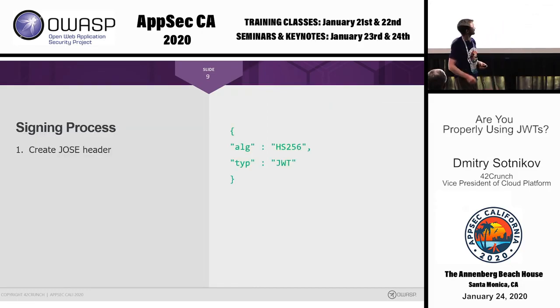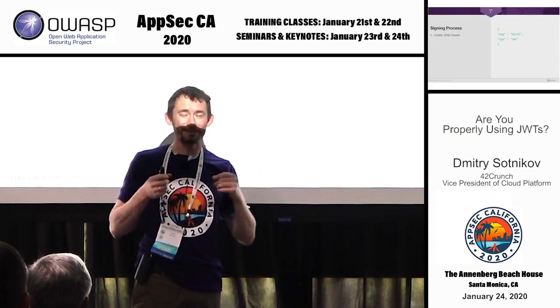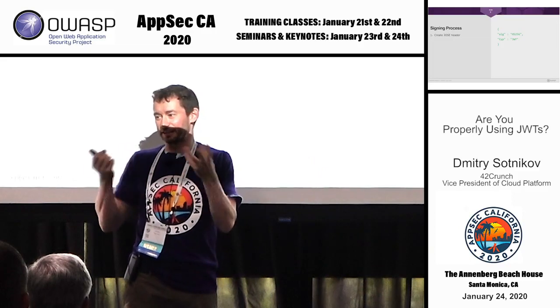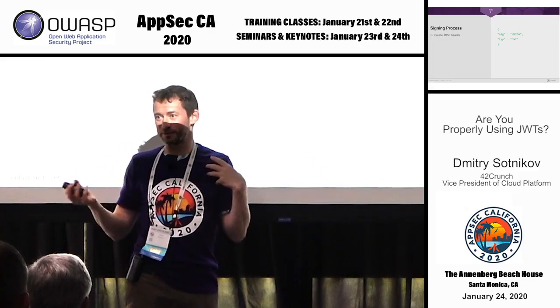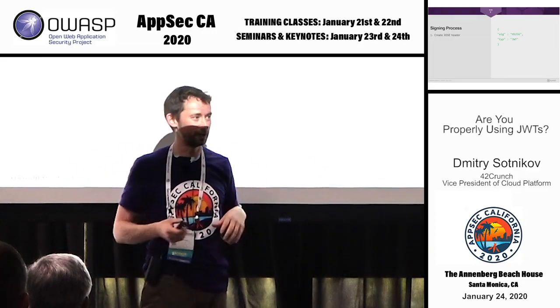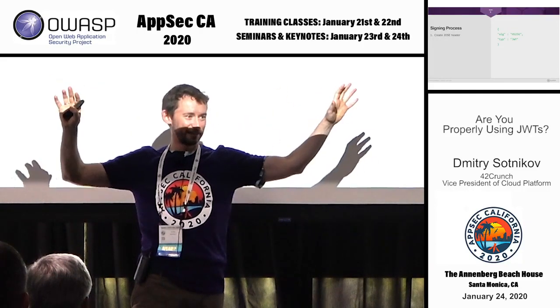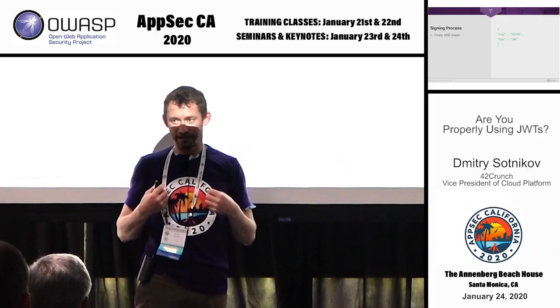So let's talk about the signing process. Obviously, well, not obviously, but the resource needs to know what it needs to use to verify that signature. It needs to know what kind of algorithm is used, what kind of key is used, and so on. So either you need to agree on that in advance, or you need to pass that information.